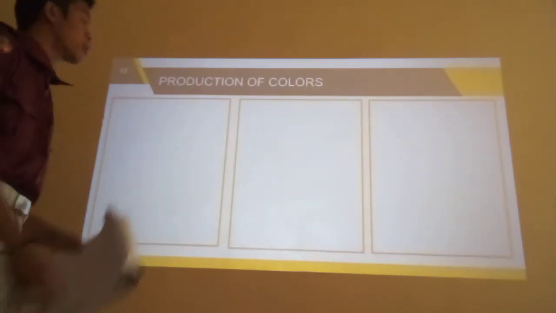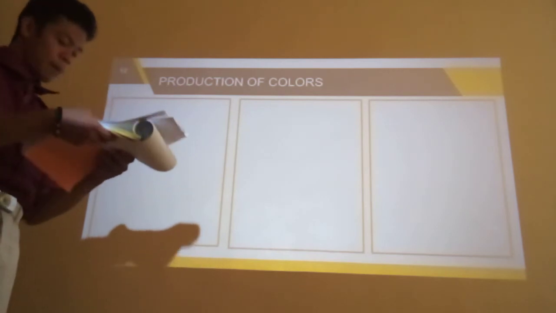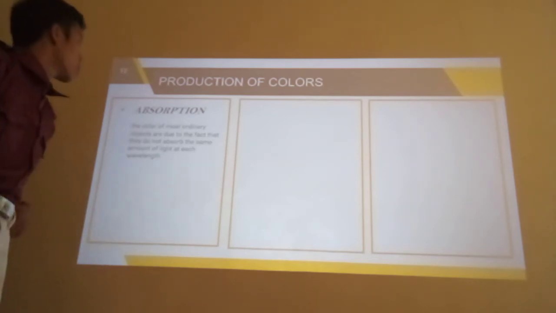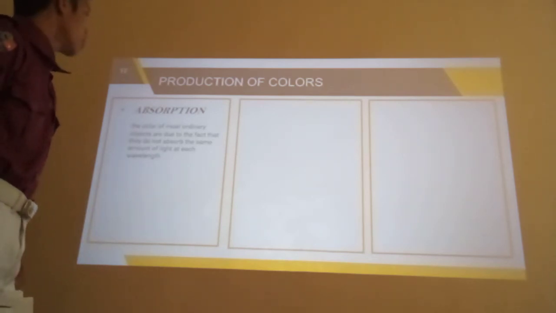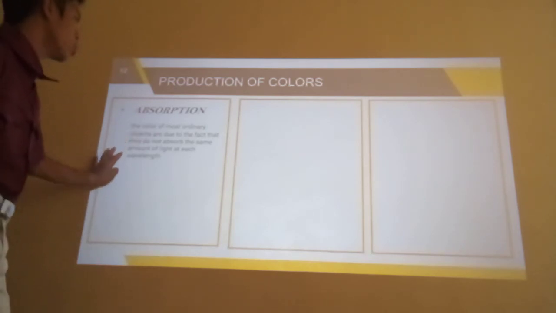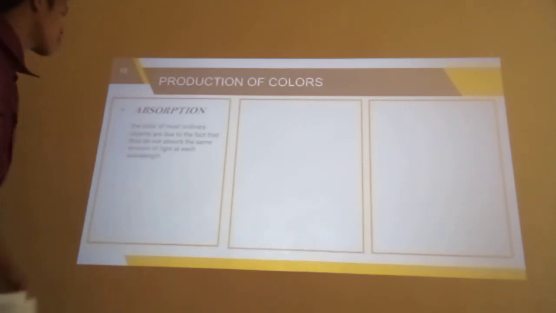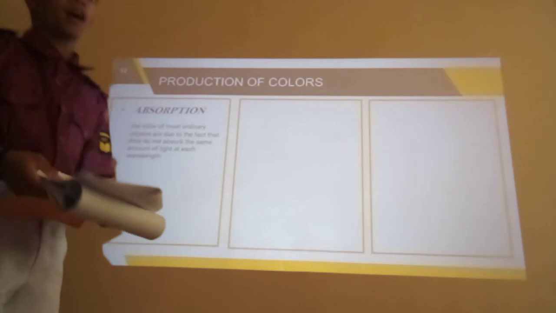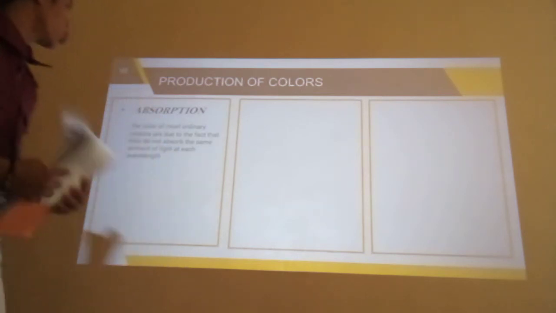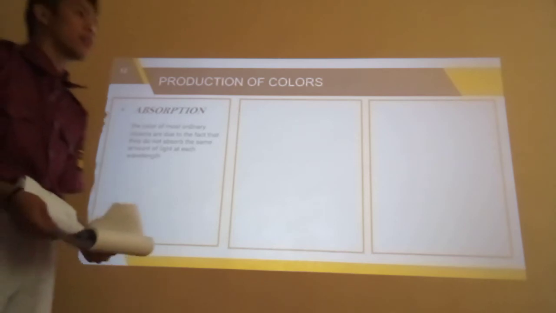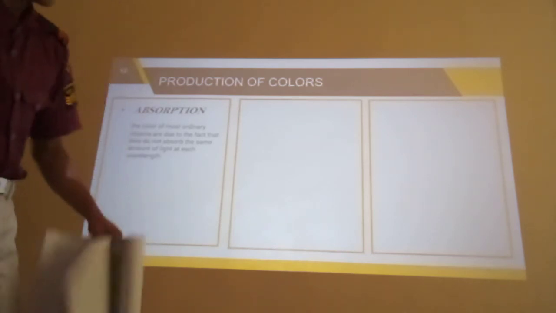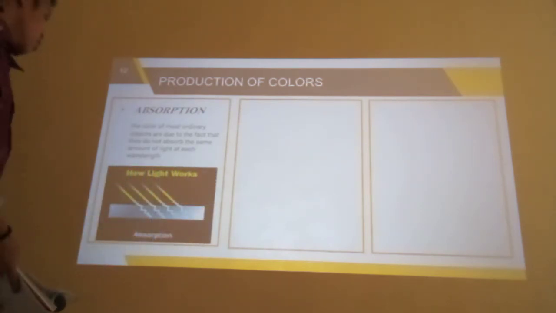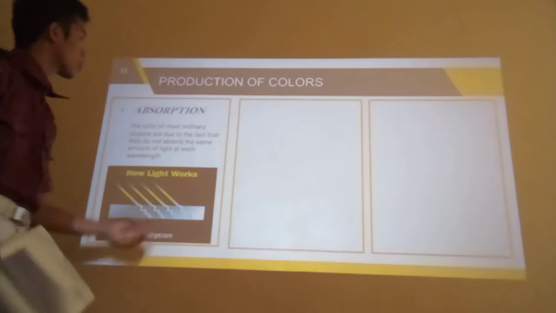It is the production of colors. For production of colors, I have here five. Number 1 is the absorption. What is absorption? The color of most ordinary objects is due to the fact that they do not absorb the same amount of light at each wavelength. From the word absorb, the light of the sun will be absorbed by the object. For example, the soil. This is the example of absorption.